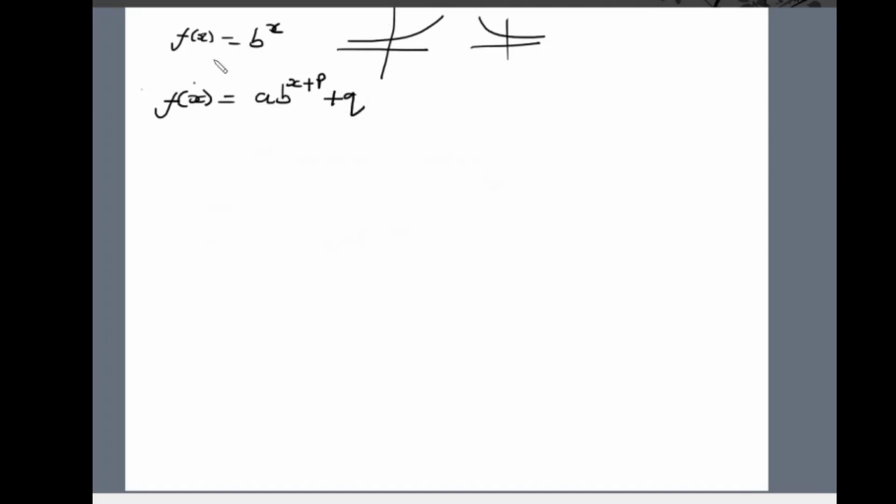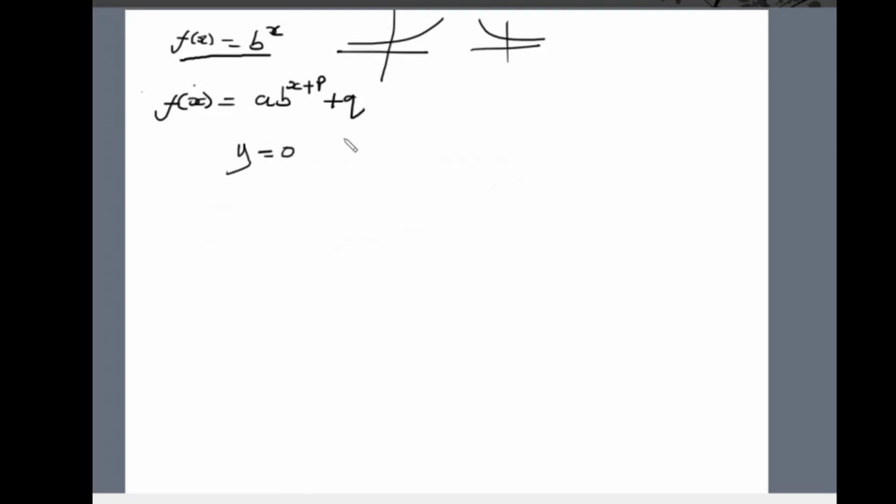With this standard form, notice our graph approaches the x-axis, but it never crosses or touches the x-axis. Therefore, we have a horizontal asymptote for the exponential function, which is the line y equals 0, right? And for this other form, the horizontal asymptote will be the line y equals q, right? Let's say we are shifting this standard form.